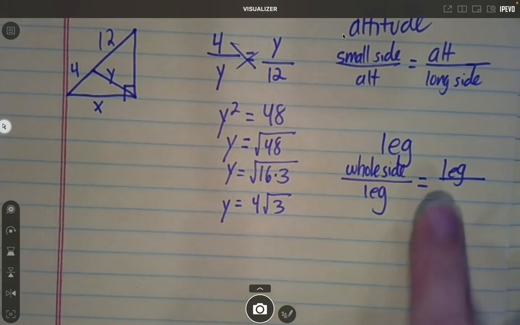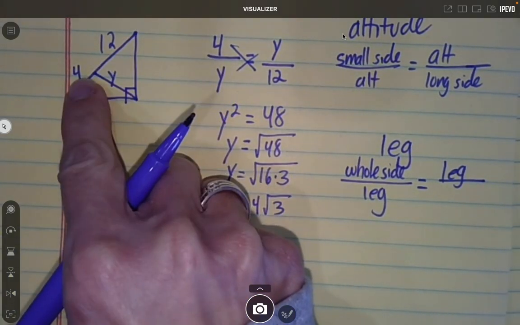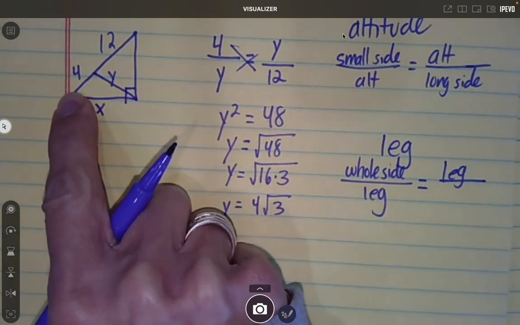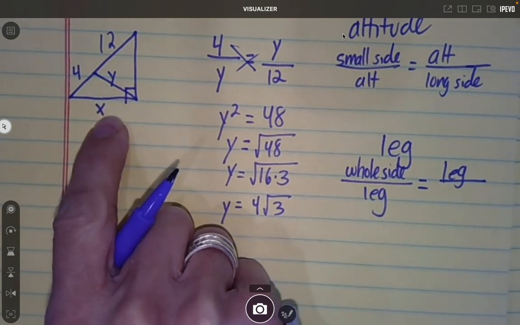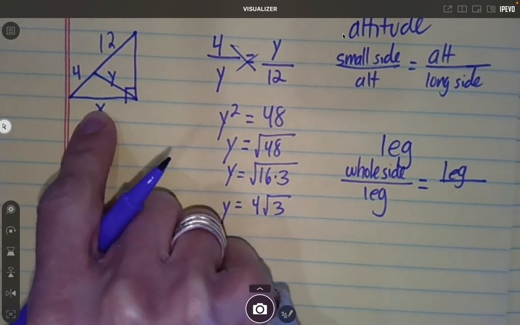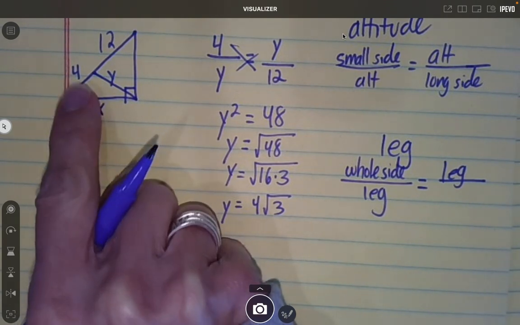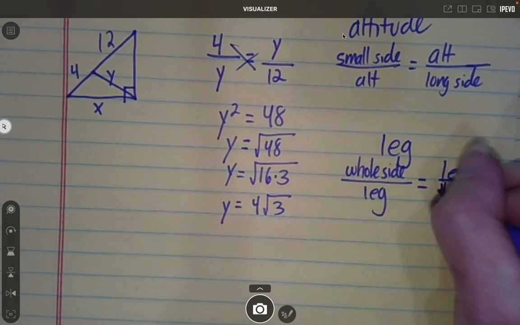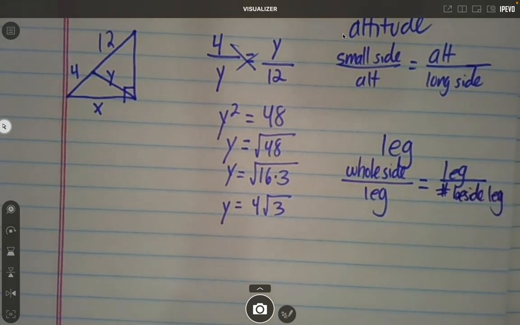What would help y'all to know? This is the whole side, the whole big part, right? Which is 16. Over the leg, which is what I'm missing, equals the leg again, which is x. And since I'm on this side, I must use this number. How would y'all want me to say that? Number beside the leg. Okay, how's that?